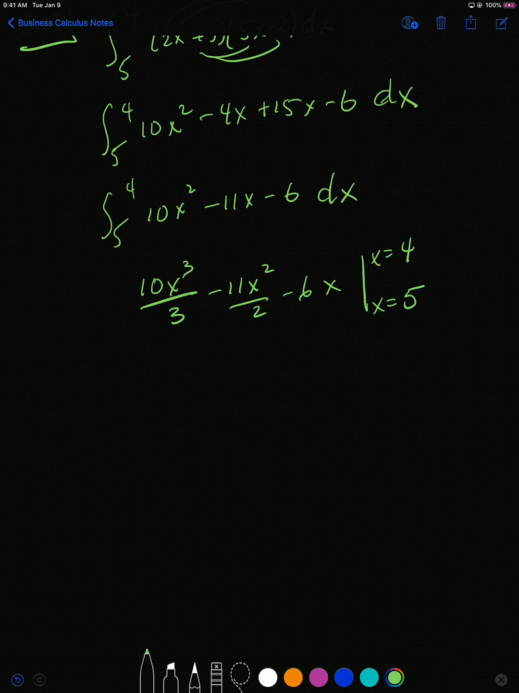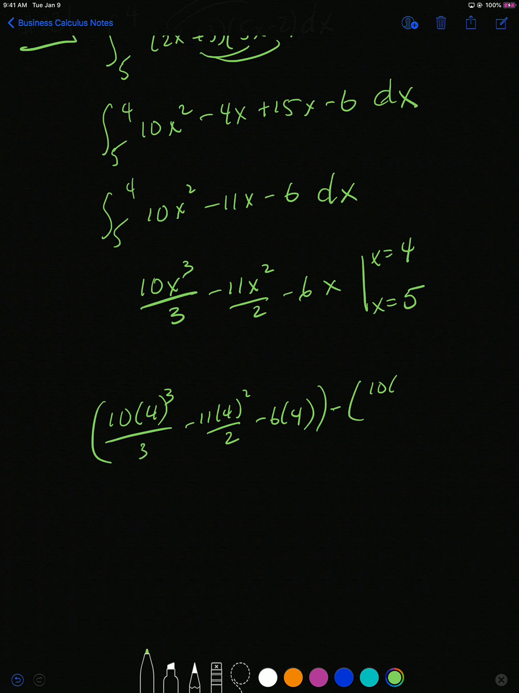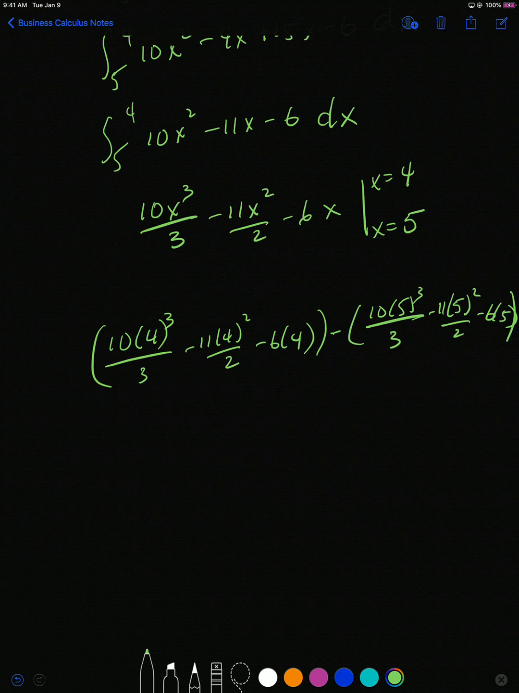So that's going to be 10 times 4 to the third power over 3, minus 11 times 4 squared over 2, minus 6 times 4. I gotta work that out, and I gotta subtract out 10 times 5 to the third power over 3, minus 11 times 5 squared over 2, minus 6 times 5. Work those out, and that should take me home.